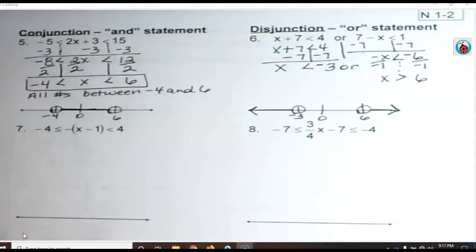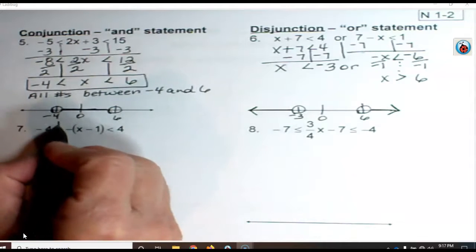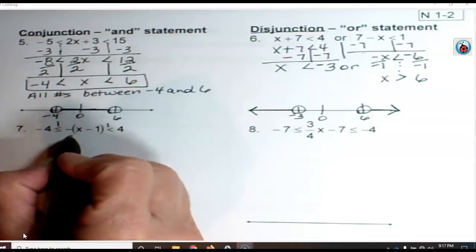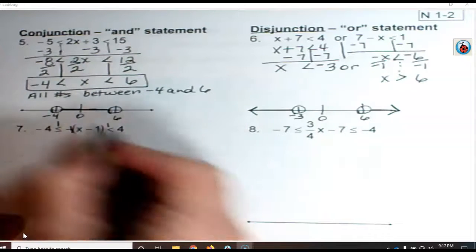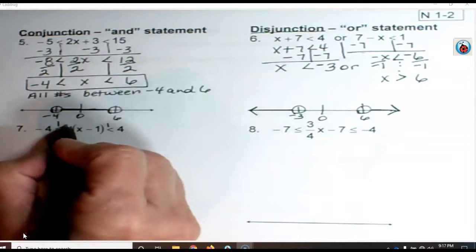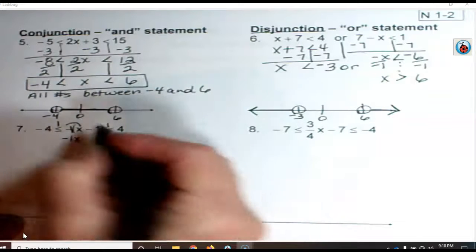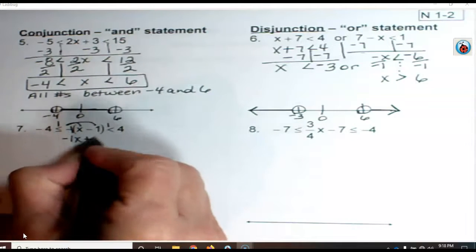All right, let's go look at number 7. You notice that this is an AND because I've got two inequalities right there. I've also got a parenthesis. So what am I going to do? I'm going to distribute this negative sign, which is considered as a negative 1, to the inside of the parentheses. So negative 1 times x is a negative 1x. You don't have to put the negative 1. Negative 1 times a negative 1 is a positive 1.